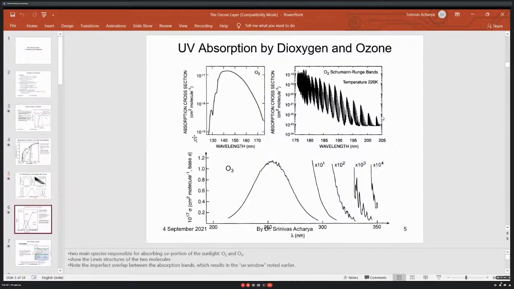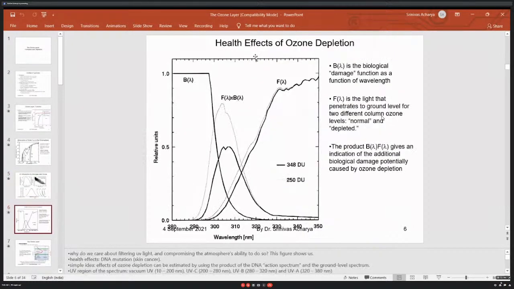Okay, good. We'll go for the next. Then you will have the health effect of ozone depletion. That is very obvious: the more intense UV radiation will go through the atmospheric window and fall on the surface of tissue of any living organism, and it will have a very bad impact.